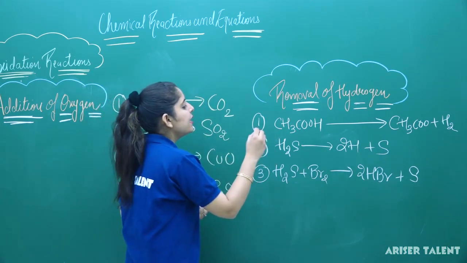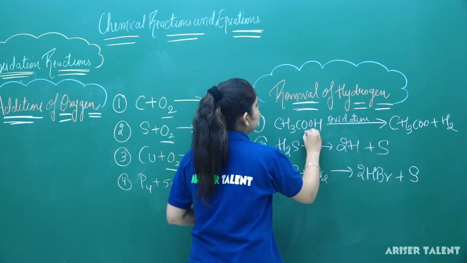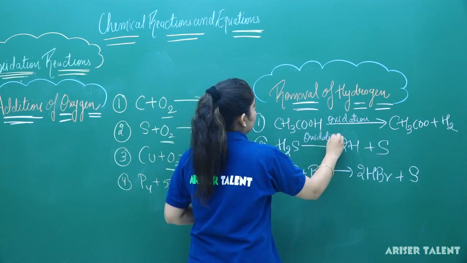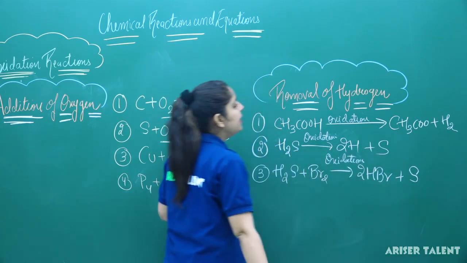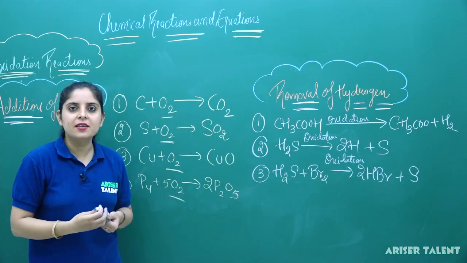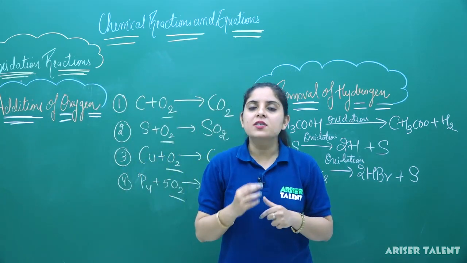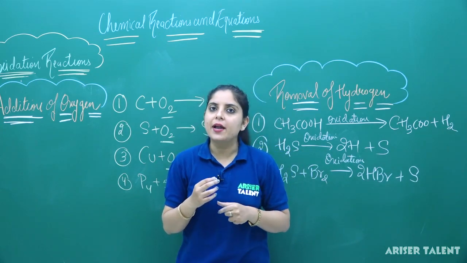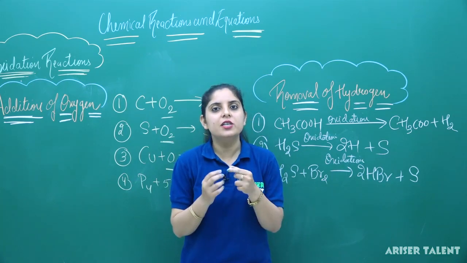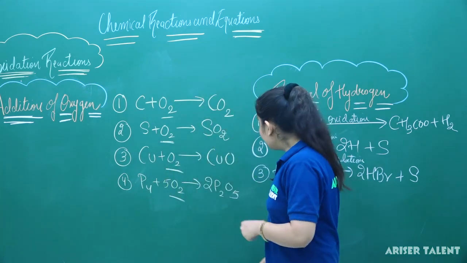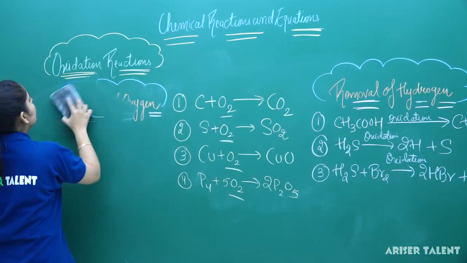So in all the cases, what is happening here? Oxidation is occurring. So oxidation is actually the addition of oxygen and removal of hydrogen. Now, the third case is oxidation is the addition of electronegative element. Whenever you are going to add any electronegative element to a substance, the oxidation reaction is going to occur. So the third factor will be addition of electronegative element.